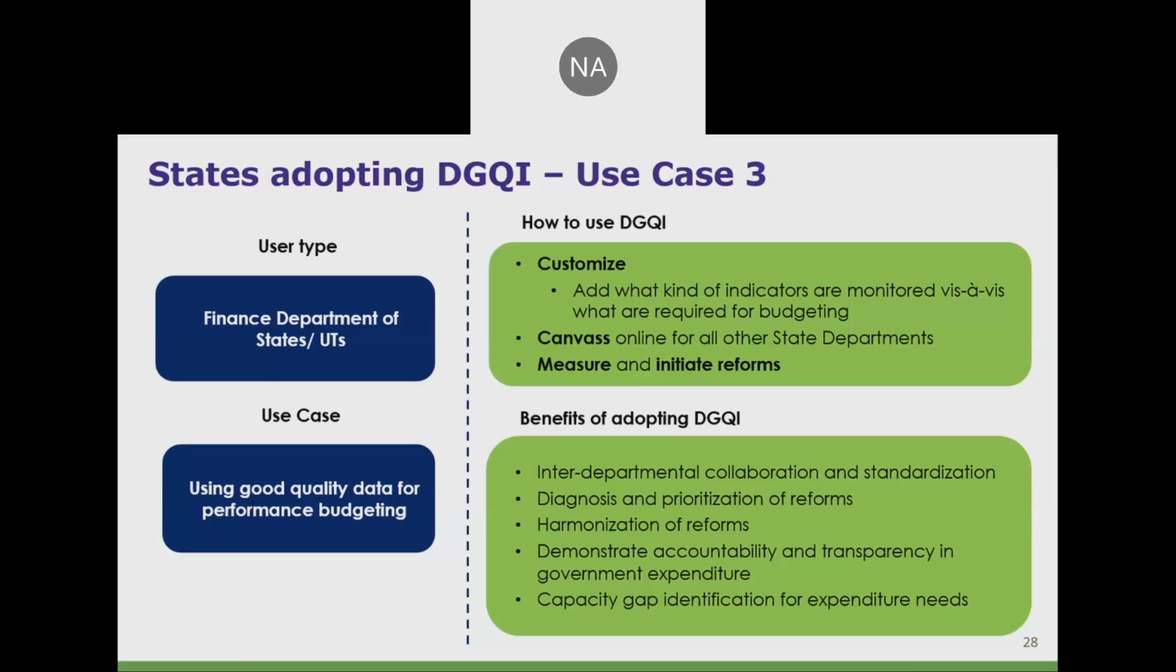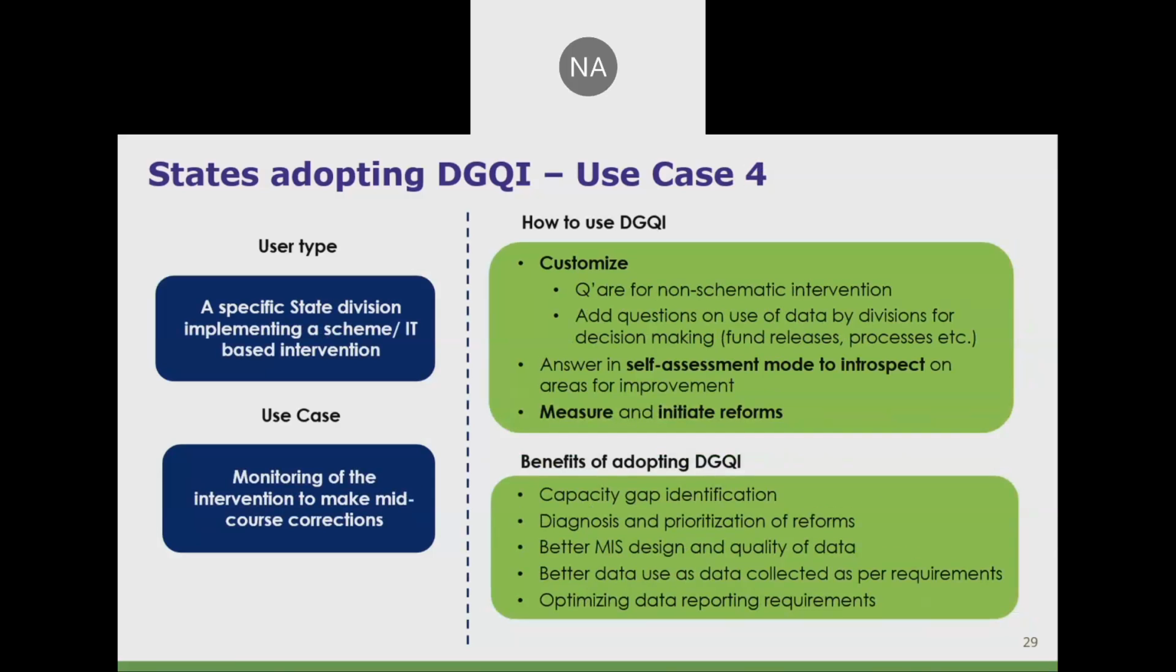The final use case, next slide please. The final use case that we see today is for a specific state division which is implementing a particular scheme or an IT-based intervention. And such smaller government divisions can make use of the DGQI framework. They usually need to oversee the program and also make mid-course corrections in the schemes they implement in case there are fault lines.